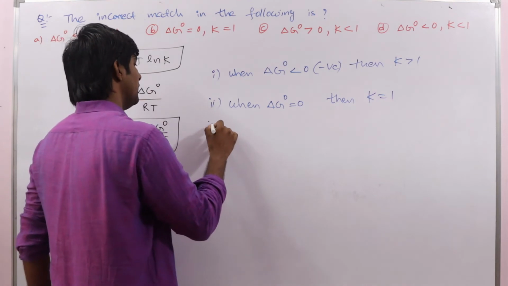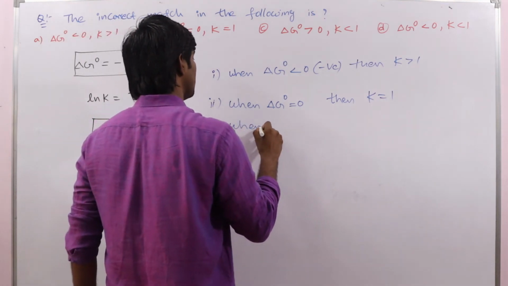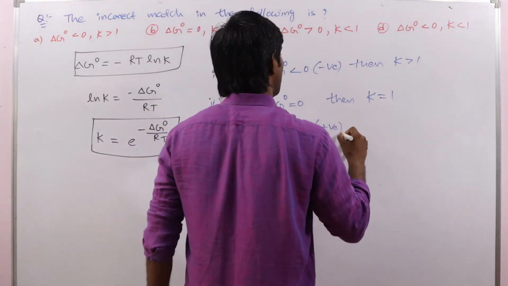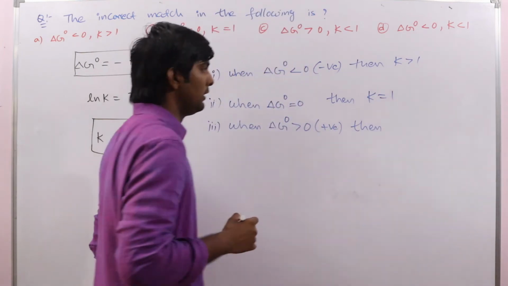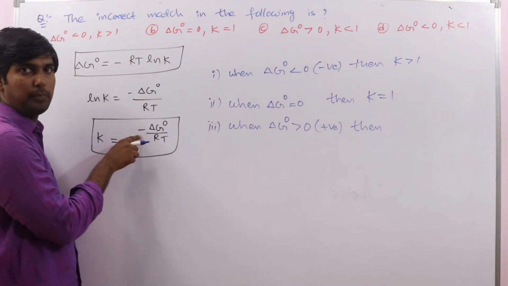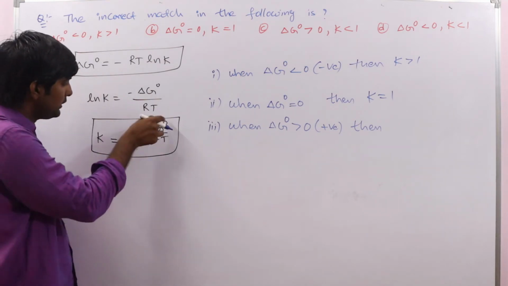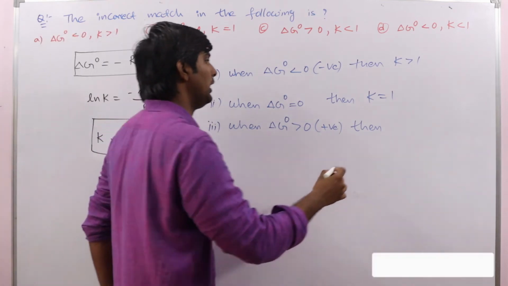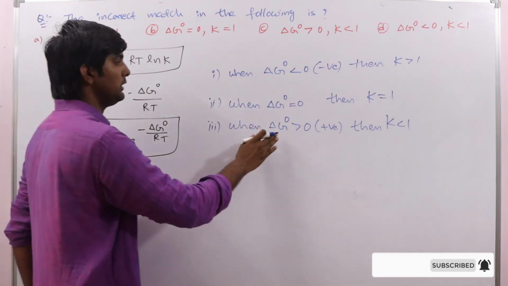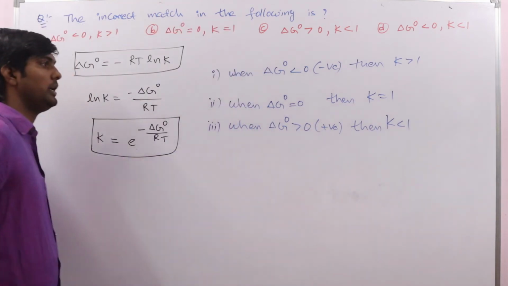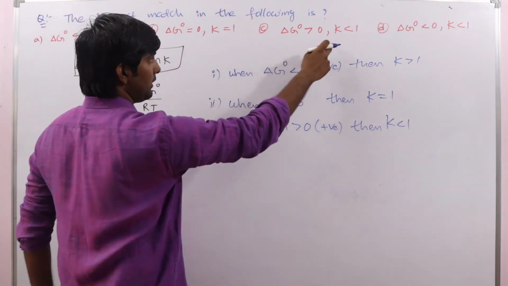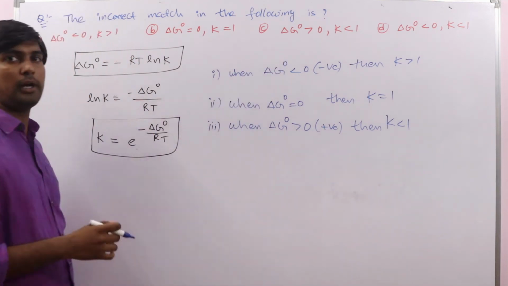Okay, next, third possibility, when delta G naught is greater than 0, if it is positive means then we get, see, if it is positive means already here we have minus into plus is minus, this total value is negative, so then K value is definitely less than 1. Okay, when delta G naught is greater than 0, definitely K is less than 1. So that's why, see this one, when delta G naught greater than 0, K is less than 1. So this is also correct match.